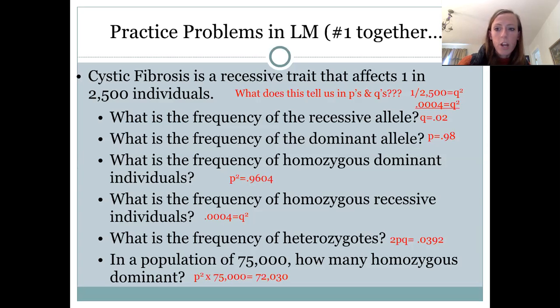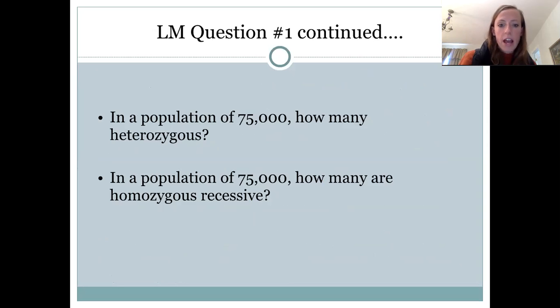Okay. So next, I just had to continue on to the next slide, but yours continues directly below in the lab manual. Next question is, in a population of 75,000, how many are heterozygotes? I just copied from the previous page. We already knew that the proportion of heterozygotes is 0.0392. That's 2pq, okay? Now, if you multiply that by 75,000, you should get 2,940.